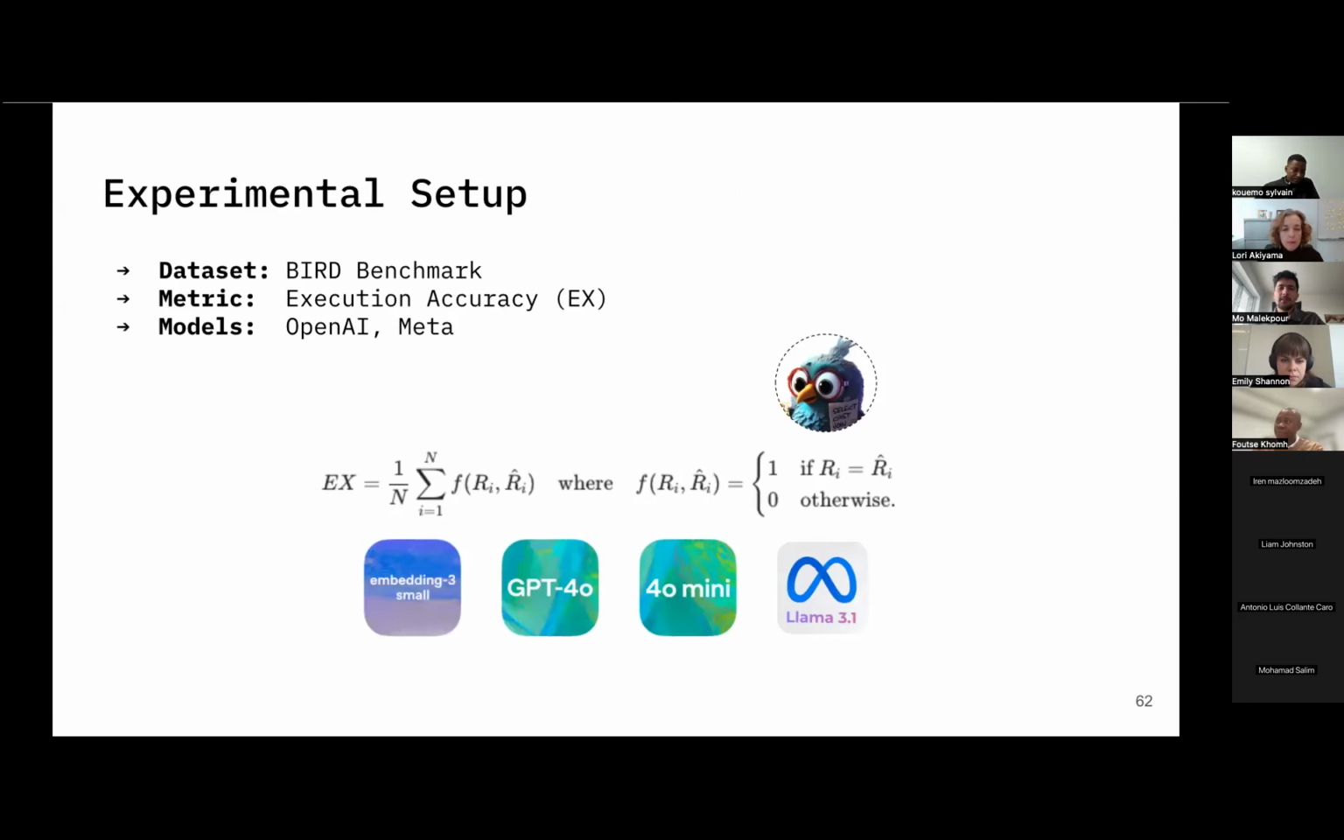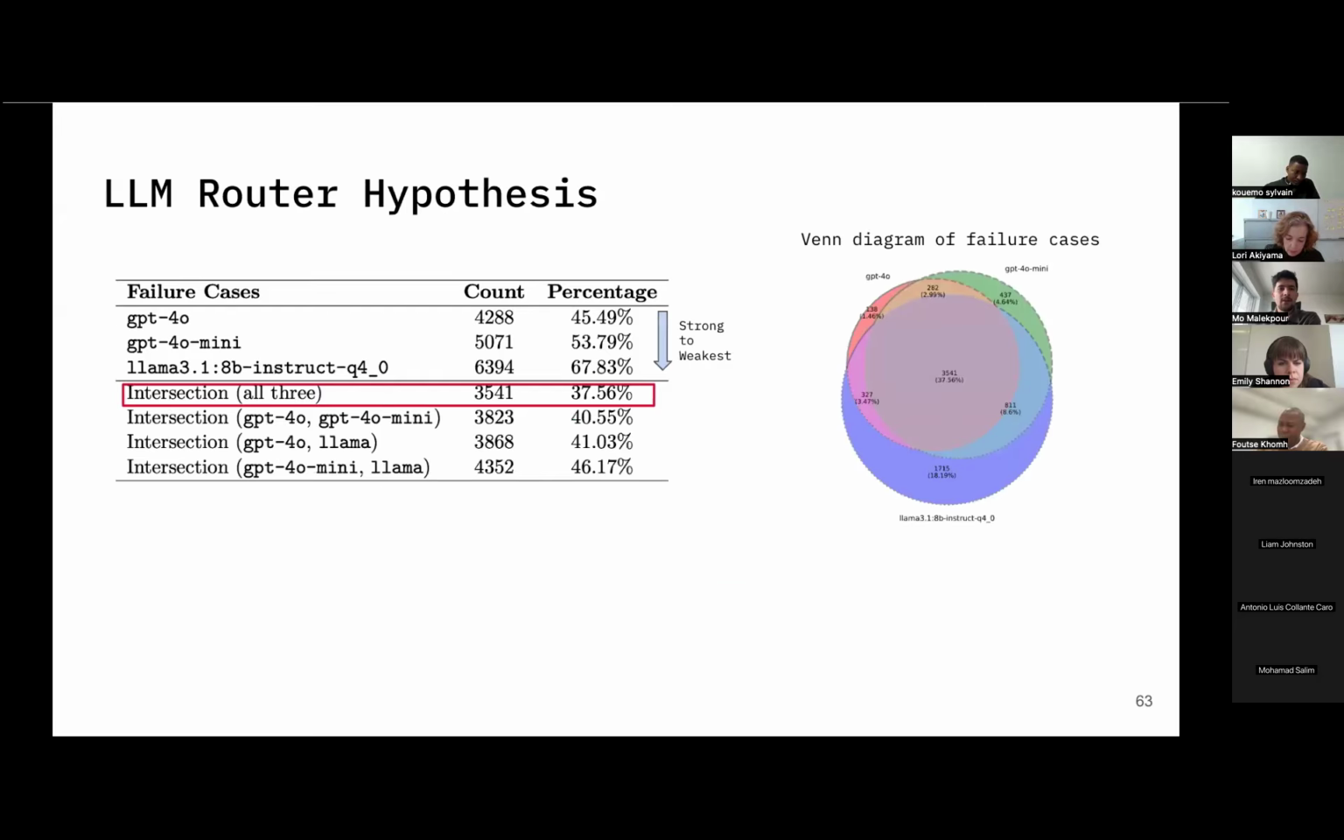For the experiments, we use the BIRD benchmark. It's cross-domain and has over 12,000 NL-SQL pairs and almost 100 databases. Also, we report numbers with the execution accuracy metric. And we also use a small embedding model from OpenAI plus GPT-4o, 4o mini, and the Llama 3.1 8 billion quantized version in our router.